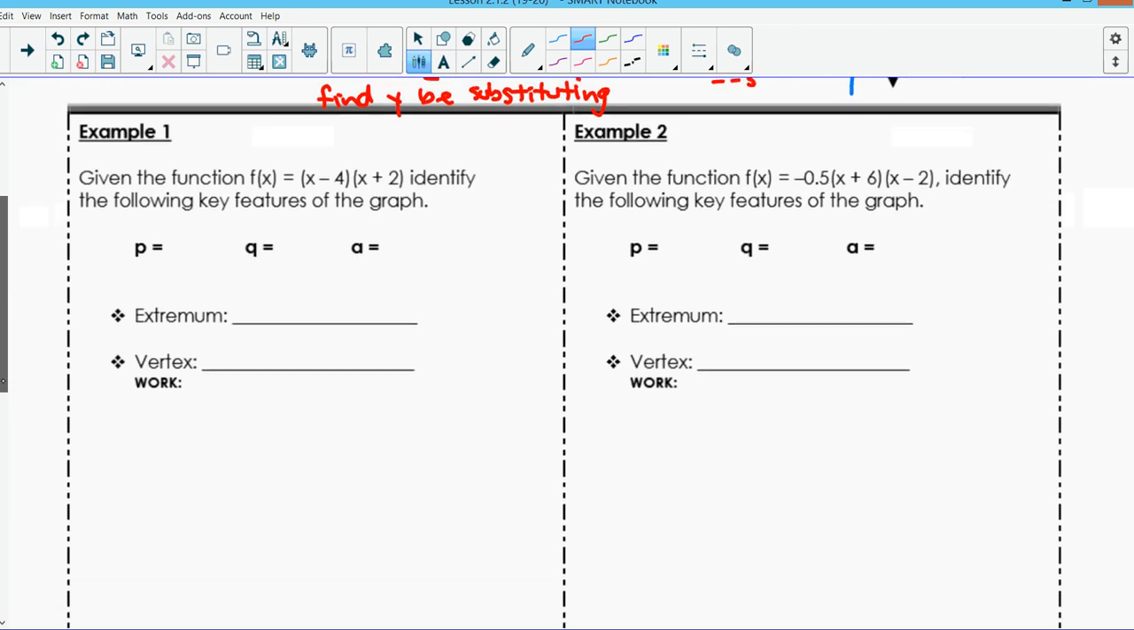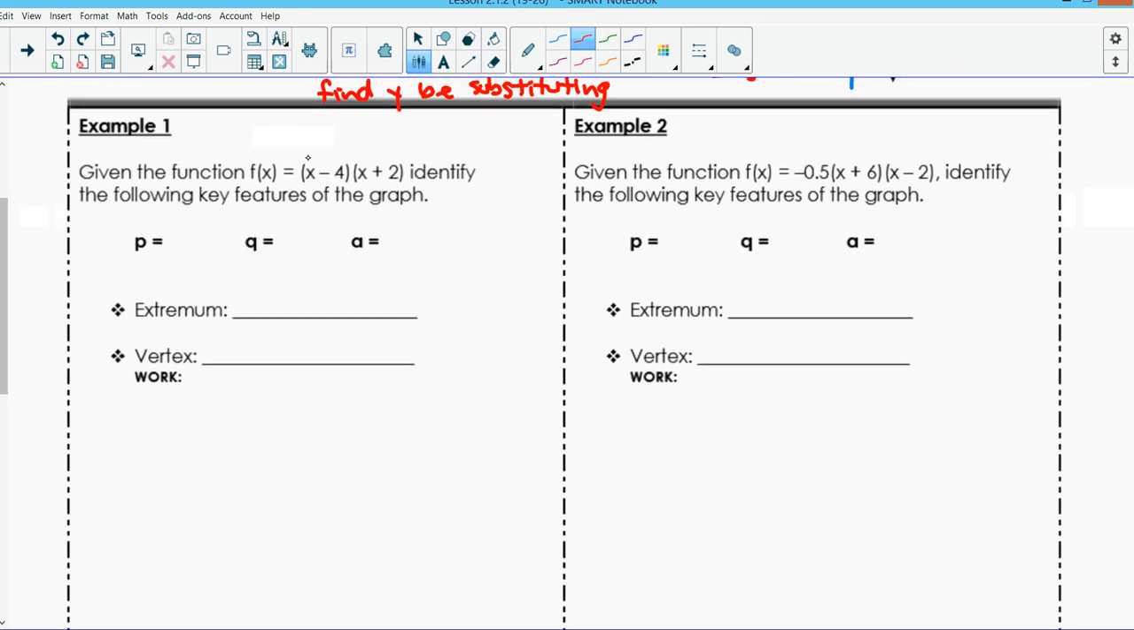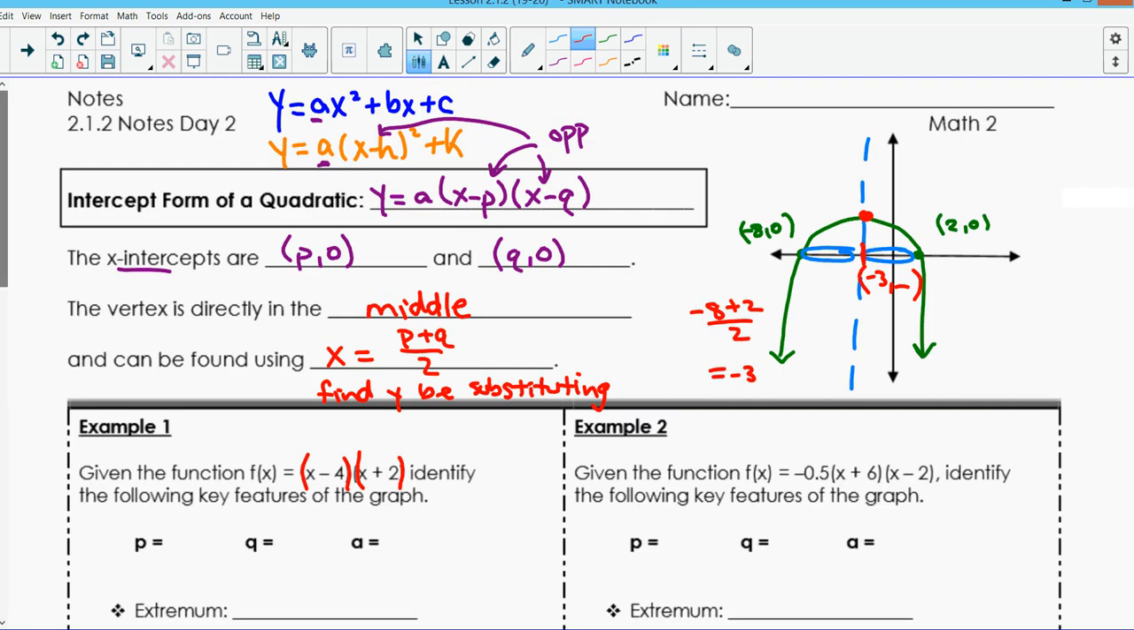It says given the function f of x equals, notice it's written as a quantity times a quantity. That's how we know that it's intercept form. I'm going to scroll back up. Notice up here we have ax squared plus bx plus c. Here we have a quantity that's being squared, so that's vertex form. When I have two quantities being multiplied by each other, that's what makes it intercept form.